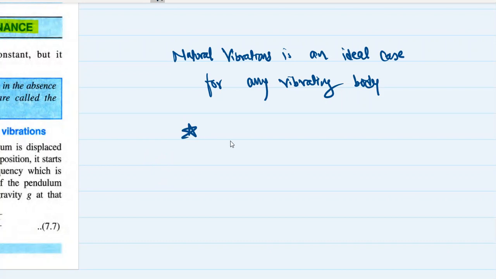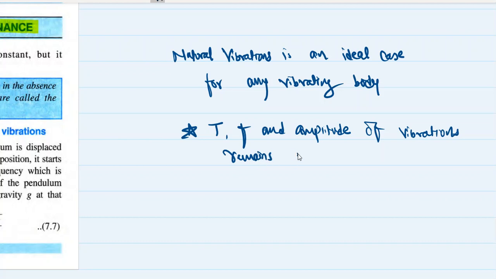So why is this natural vibration treated as a special case, an ideal case? See, number one reason is the time period, frequency and amplitude of vibration remains constant throughout the whole vibration period.